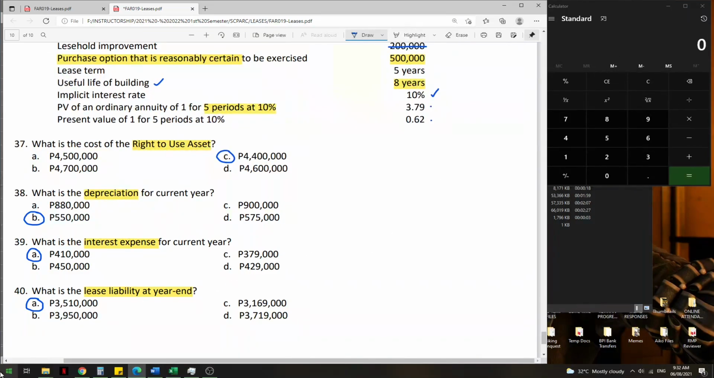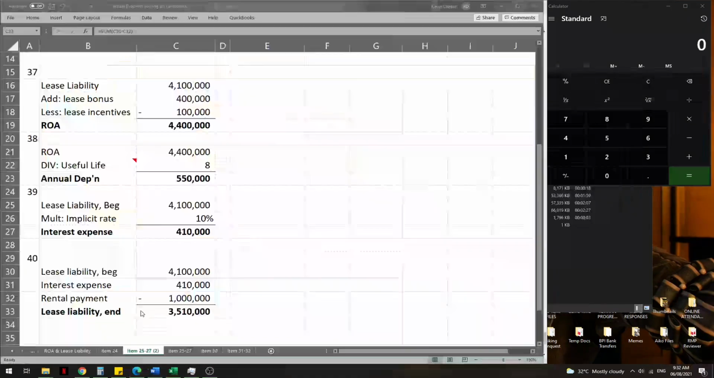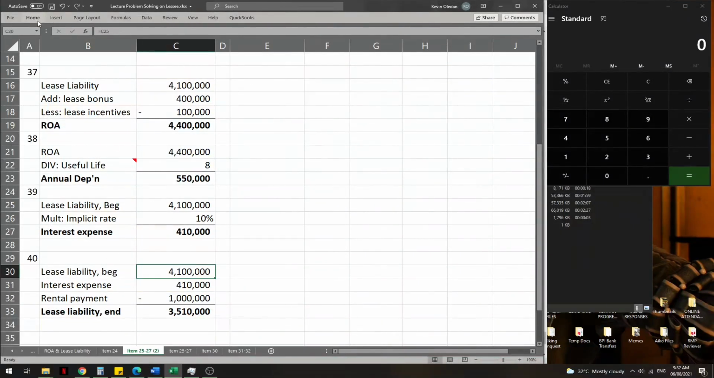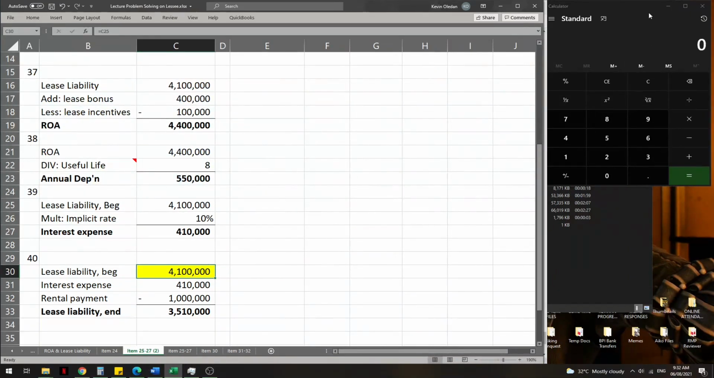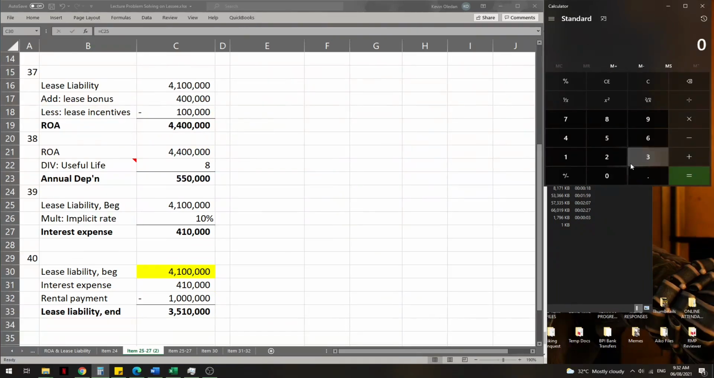Do take note that you can also arrive at 3,510 using your calculator only, pero that is provided you have already computed the beginning balance of lease liability. So I will do that one again here in this problem. Ginawa ko na to kanina sa problem number 27 ata yun. 4,100,000 multiplied by 1.1, 1 point effective rate, minus 1 million, the payment, you will get 3,510. Ito po yung shortcut natin.